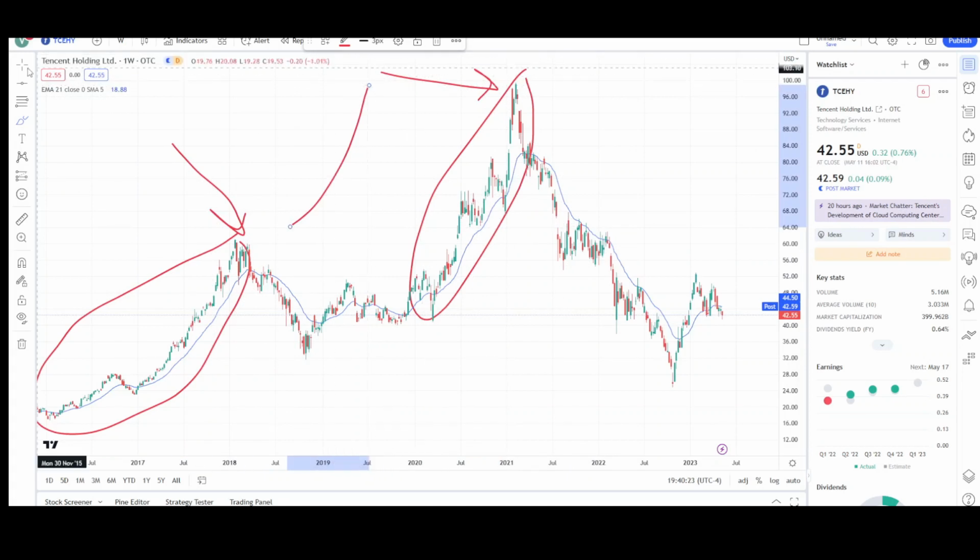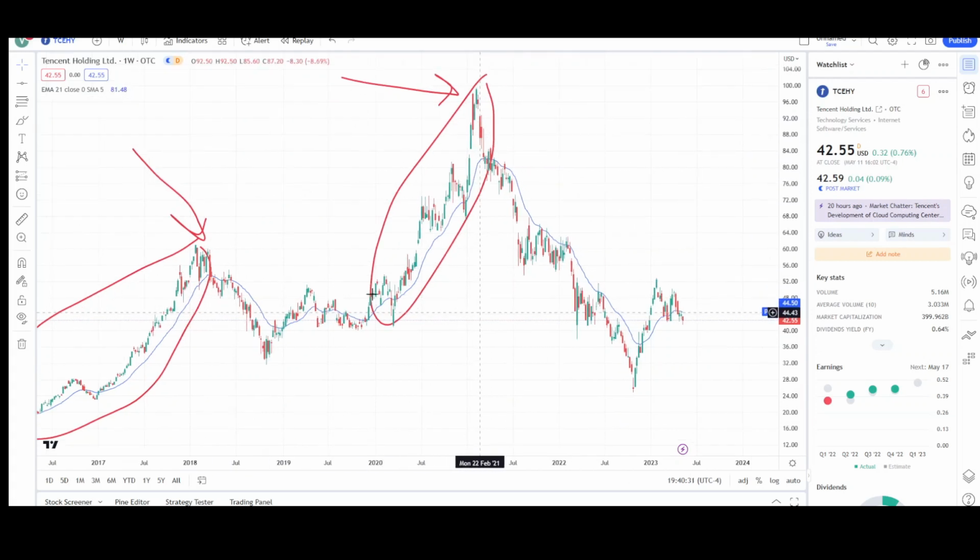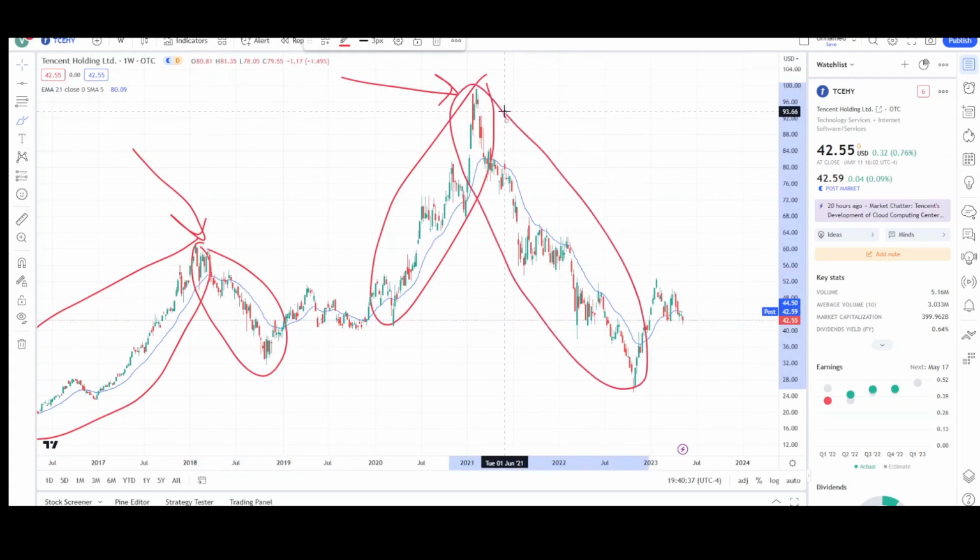So that's exactly what happened. Basically, it's just an overextension of price. So we had this uptrend, overextension of price in both of these time periods, and prices sold off inside of a downtrend. So this is the downtrend right here, and this is the downtrend right over here.